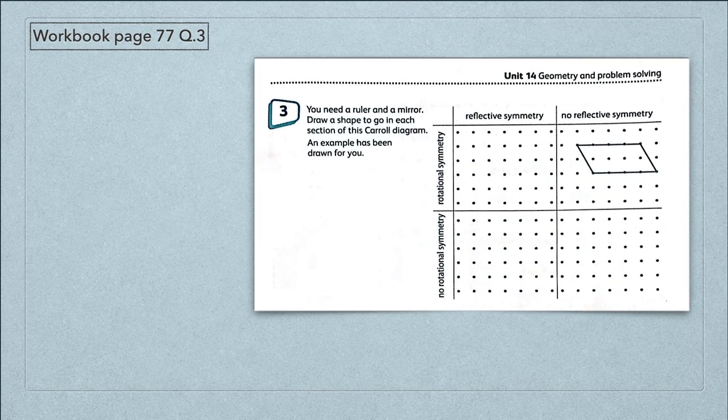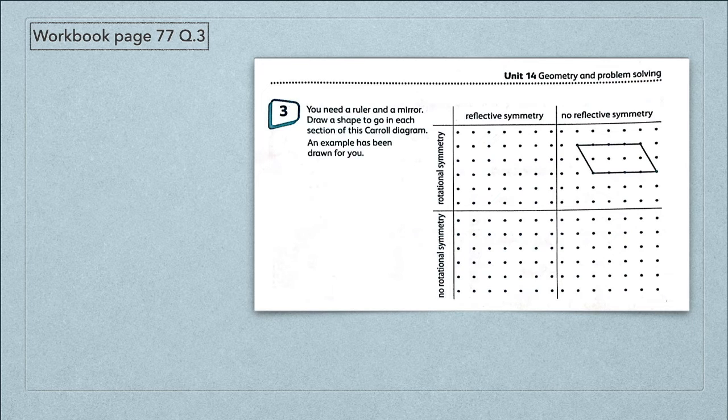Page 77, question 3. You need a ruler and a mirror. Draw a shape to go in each section of this Carroll diagram. An example has been drawn for you. Okay, so in this part, as you look at the top part of the diagram, the left part is labeled as reflective symmetry, and the right part is labeled as no reflective symmetry. The left part, on the other hand, talks about rotational symmetry and no rotational symmetry.